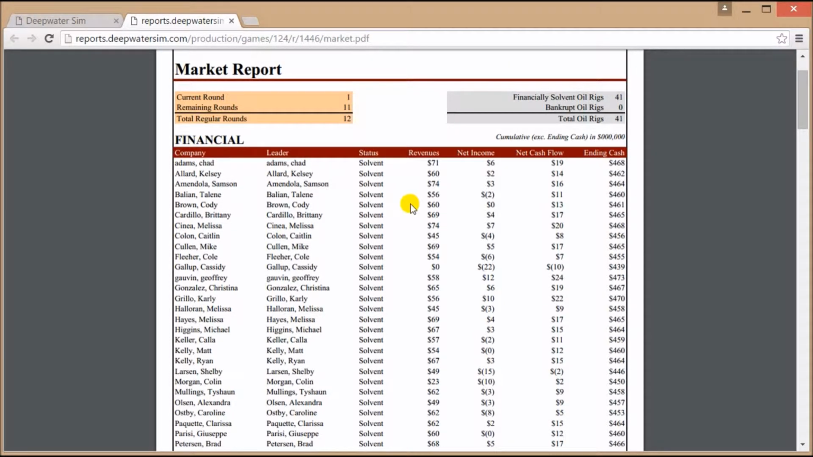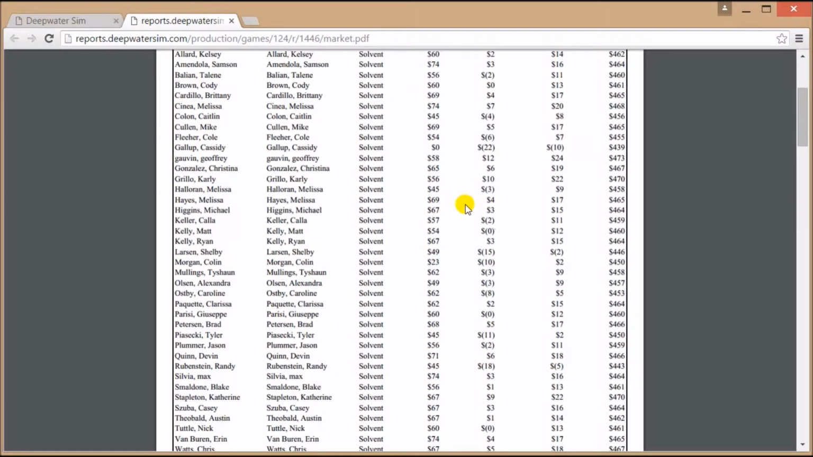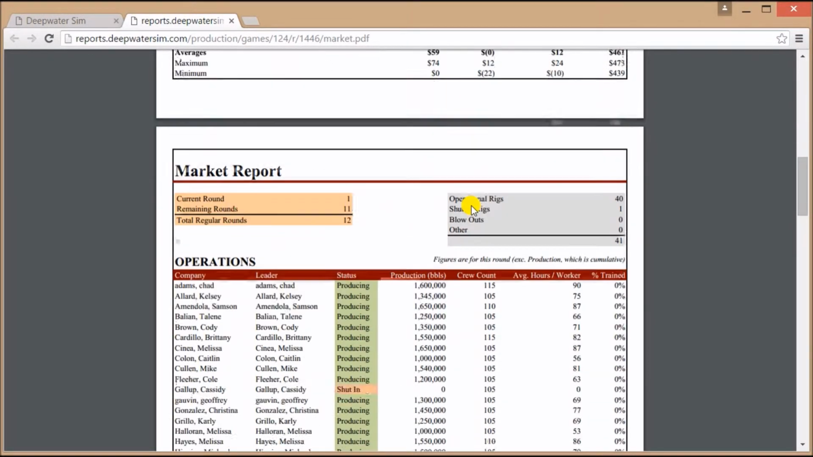Here's the financial section, and it gives you some high-level information about each student or each team. I think of this as equivalent to the publicly available information that might be available in a publicly traded company's annual report or in their 10K. So revenue, net income, net cash flow, and ending cash, basic financial situation.